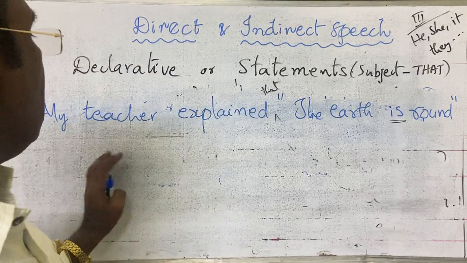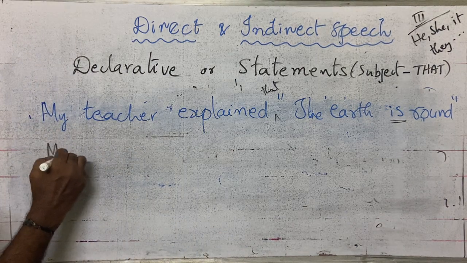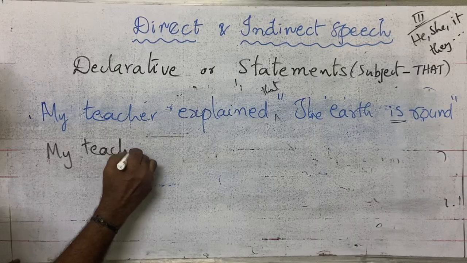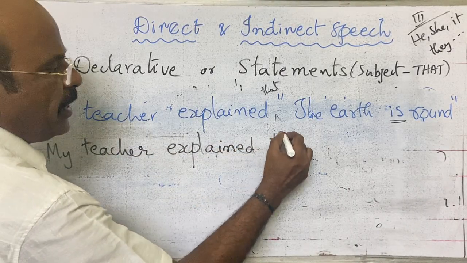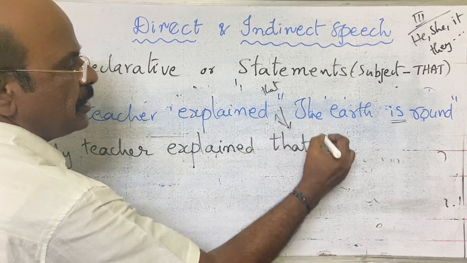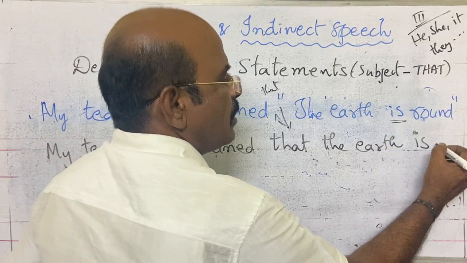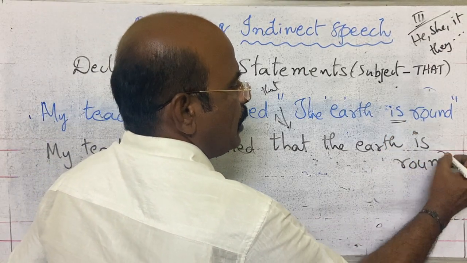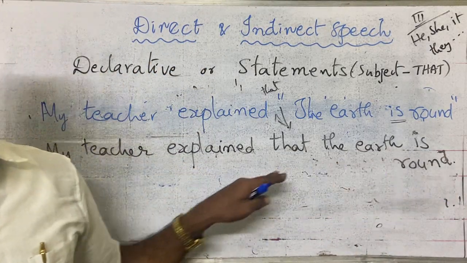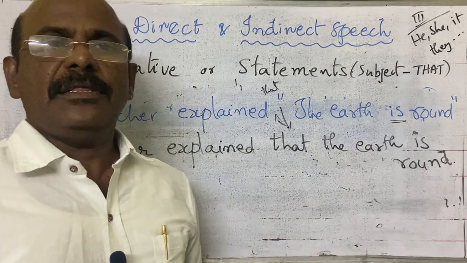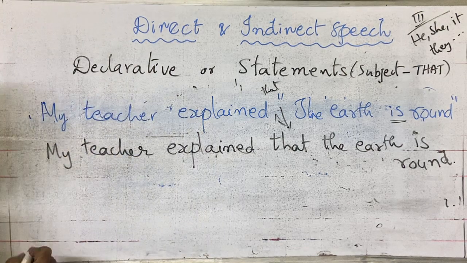So as it is a universal truth, now you are writing: My teacher explained that the earth is round. Conjunction, subject "the earth," verb "is round." So like that, it is not changing. Why? Because this is a universal truth. It won't be changed. It will always be round. We will take one more example.